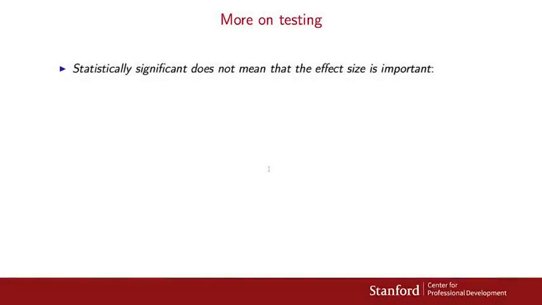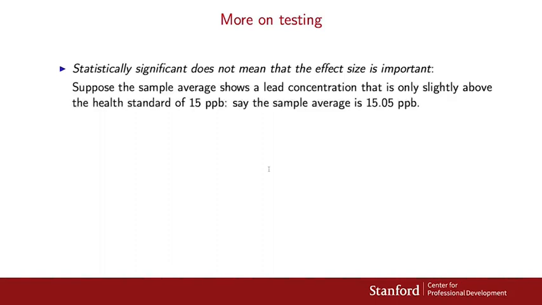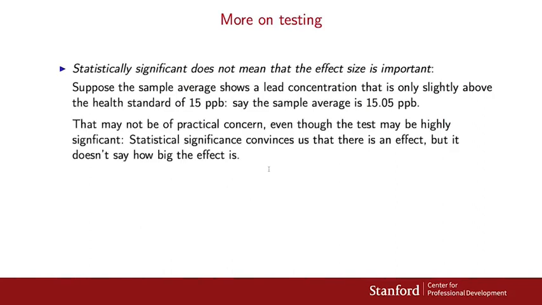Here are some more facts on testing. The first one is particularly important. It says that statistical significance is not the same thing as practical importance. What does that mean? Suppose in our example, the sample average of lead concentrations is just slightly above the health standard of 15 parts per billion. For example, the sample average could be 15.05 parts per billion. Now, that may not be very relevant. After all, it's essentially the same thing as 15.